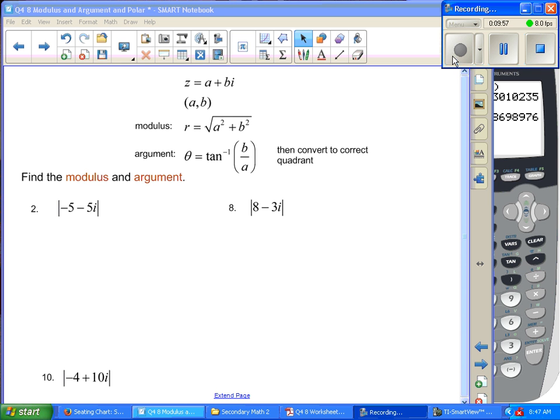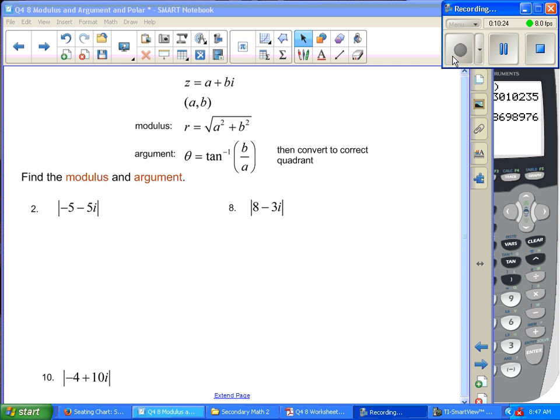If you need to graph it, A is the x value, B is the y value, and you just ignore the i, because the i lets us know we're in the complex plane and the y-axis is like the i. If you want to find the modulus, you just use this formula R, which represents the radius or the hypotenuse when you make your right triangle. So R is like that hypotenuse. You just do the square root of A squared plus B squared.